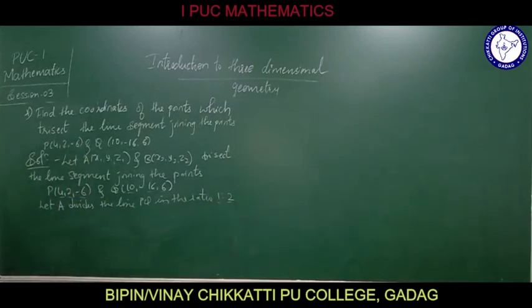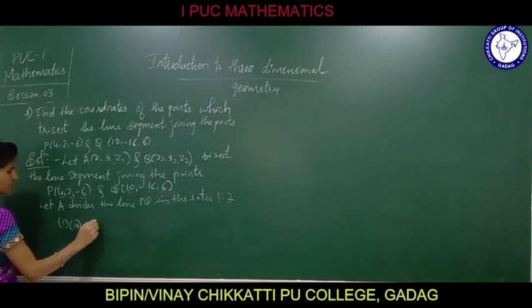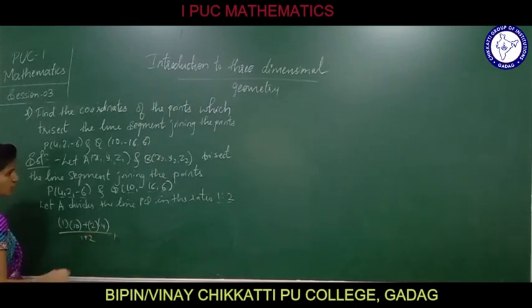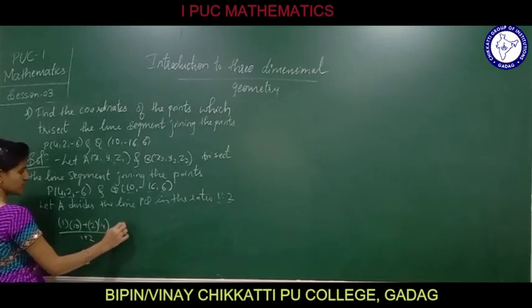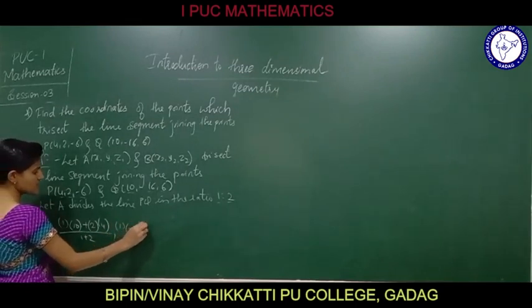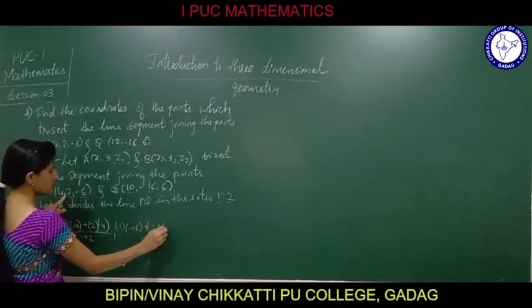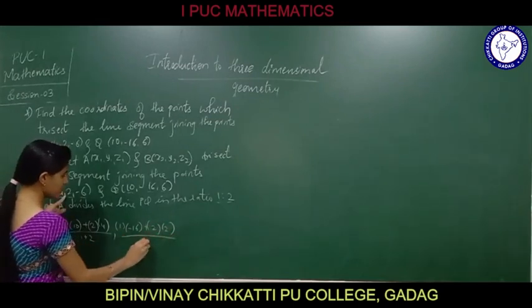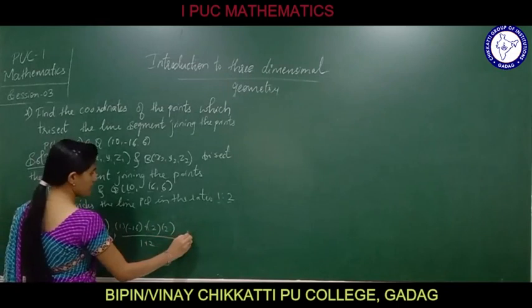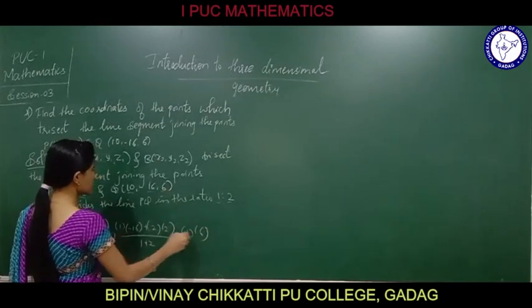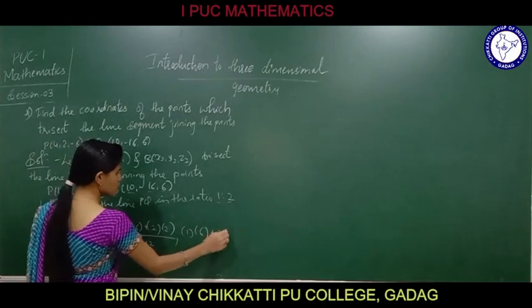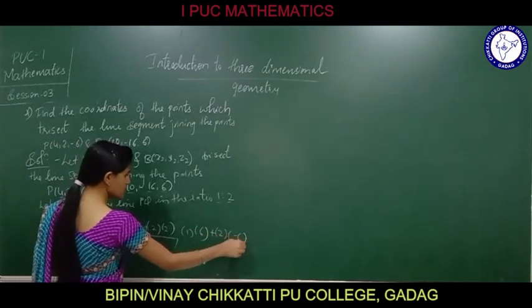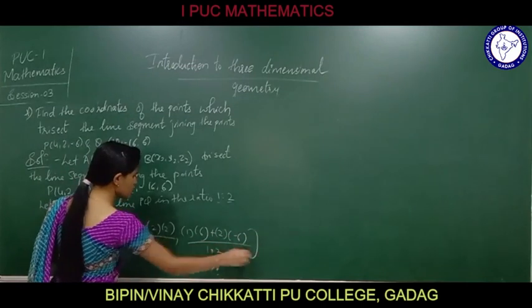Using the section formula, start simplifying. What are you going to get? m is 1 into x2 is 10 plus n is 2, x1 is 4, divided by 1 plus 2. Next, m is 1, y2 is minus 16 plus n is 2, y1 is 2, divided by 1 plus 2. Again, m is 1, z2 is 6 and n is 2 and z1 is minus 6, divided by 1 plus 2.